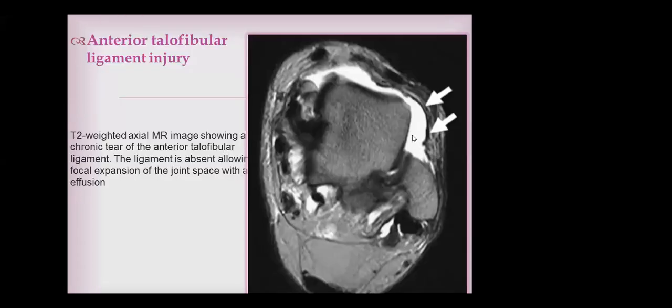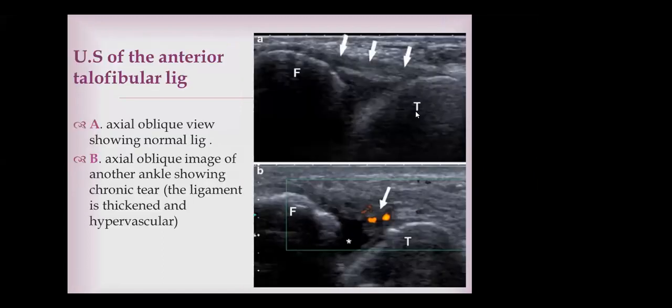This is injury in the anterior talofibular ligament. We see the ligament is absent and there is a focal expansion of the joint space with joint effusion. This is an ultrasound of the anterior talofibular ligament. This is normal ultrasound, and this is a patient with a chronic tear that presented with increased thickness of the tendon and increased vascularity with scanty joint effusion.